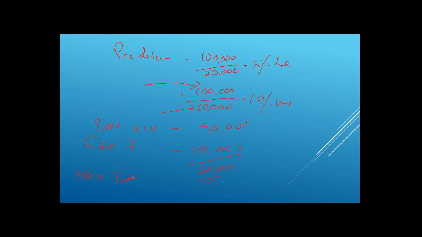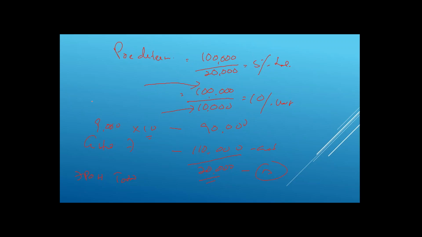So how does the total variance come? We look at the actual output into the standard overhead absorption rate, and then we look at the actual overhead, 110,000. So there's a 20,000 difference. It's an adverse variance because we have incurred 110,000 but absorbed only 90,000. If you remember your traditional costing system, this is what we call under absorption of overheads. We have absorbed only 90,000 whereas the actual cost is 110,000.